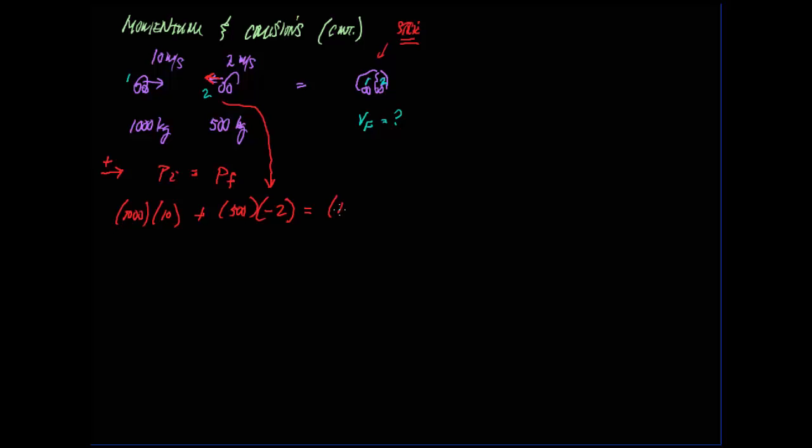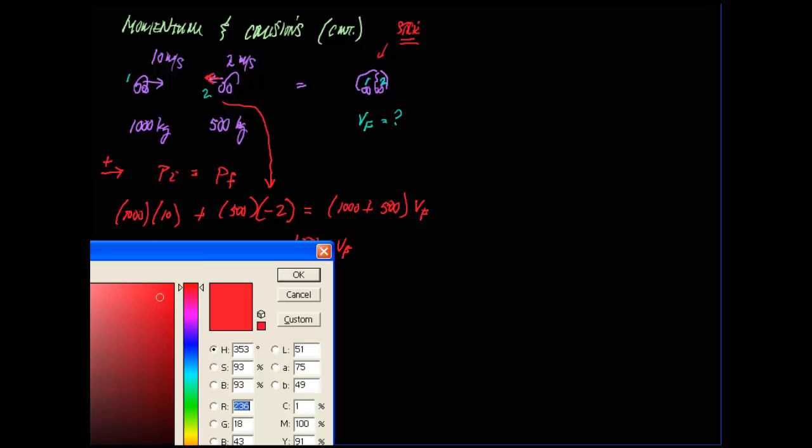And then, since they stick, they add together and become that. Okay, so how does this work out here? 10,000 minus 1,000 equals 1,500 V final. That's going to give us 9,000 equals 1,500 V final, so 9,000 divided by 1,500 equals 6. It's convenient. And it's still positive, which means after the collision they are still going to be moving to the right.